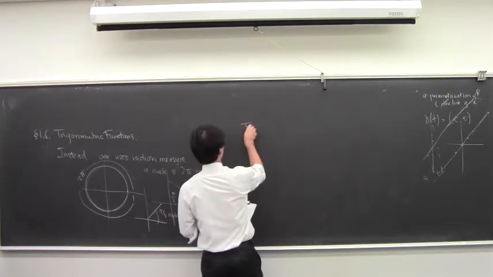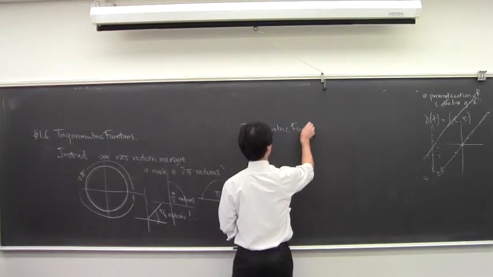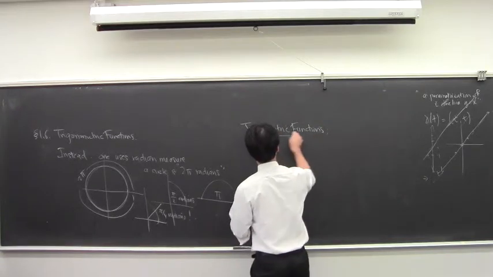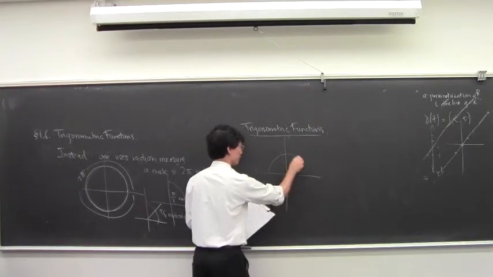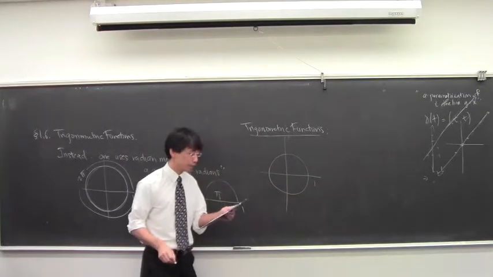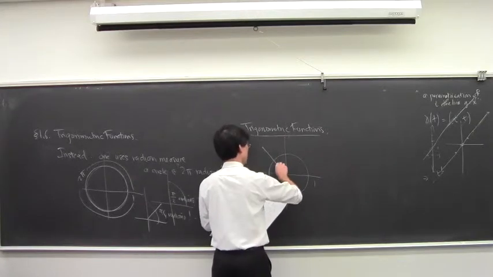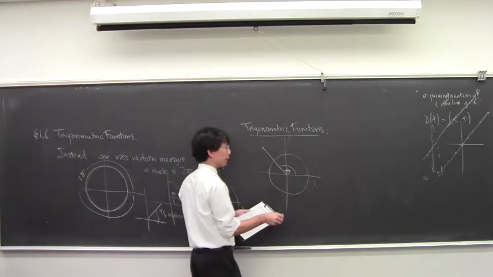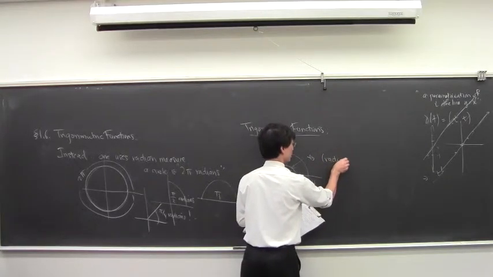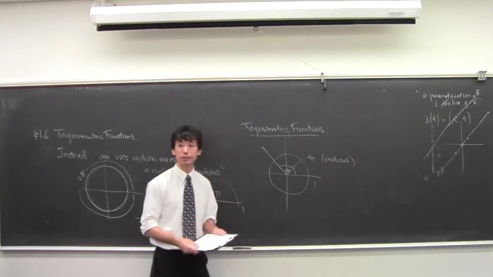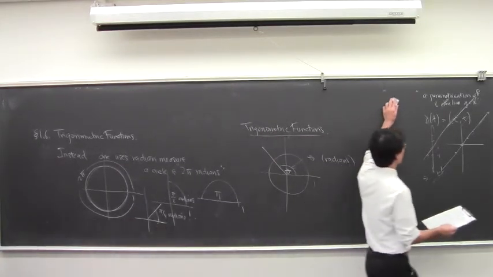Okay, now a review of the trigonometric functions. Start off with a unit circle, and suppose this angle is theta radians. We're always going to be in radians in this course. Whenever I say an angle, unless I say degrees, it's radians.